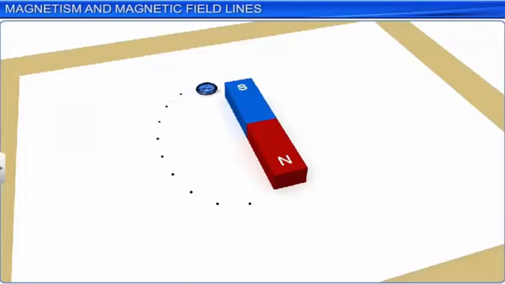By connecting all the points, we get the magnetic field lines due to the magnetic dipole. The direction of the compass at different points on the field lines gives the direction of magnetic field at that point.